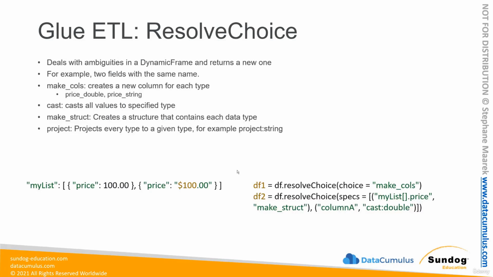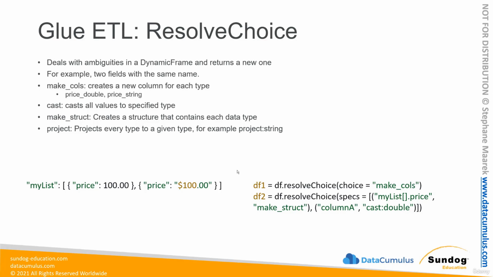One more method on the Glue DynamicFrame that I want to talk about is resolveChoice. I'm hearing this is actually showing up on the exam now, so we should talk about it. Its purpose in life is to deal with ambiguities within your DynamicFrame and return a new one that does not have ambiguities. What I mean by an ambiguity, well, for example, if I have two fields that have the same name within my data frame, that would be an ambiguity that we need to resolve somehow. And there are four ways right now that you can deal with those ambiguities.